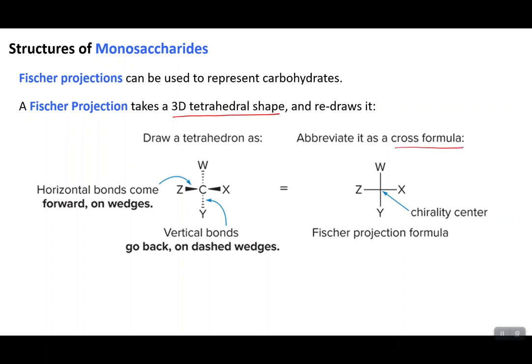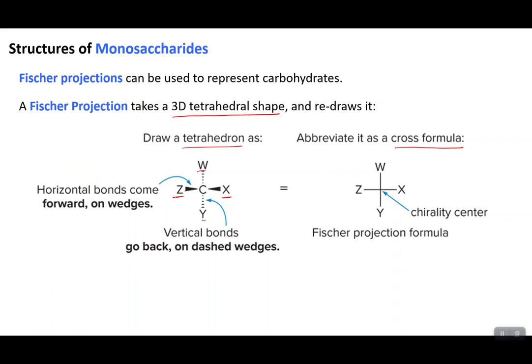So first, let's look at our tetrahedron. So let's say I have my carbon, and then again, these wedges here, these solid wedges, that means that the groups Z and X are coming towards you, and the groups W and Y are going away from you.